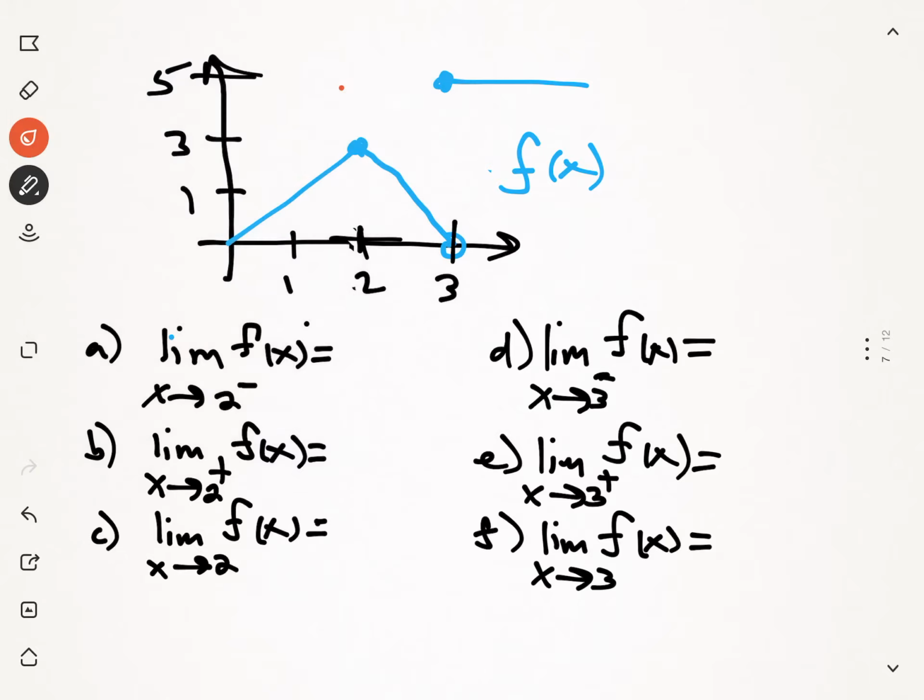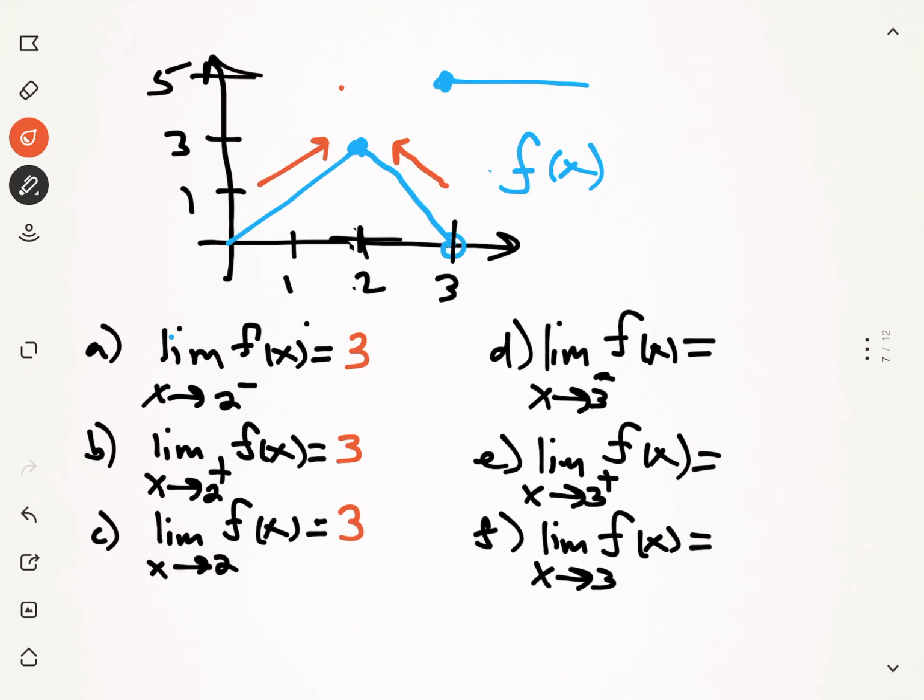All right, so let's go over this. So if I want to approach 2 from the left, I want to go this way. So 2 from the left, I'm going to get 3. What about 2 from the right? Start right, go all the way to x is 2. Remember, we want to stop at the value of 2, and the y value is 3. And 2 from the left and the right, notice that they're the same, would be a 3.